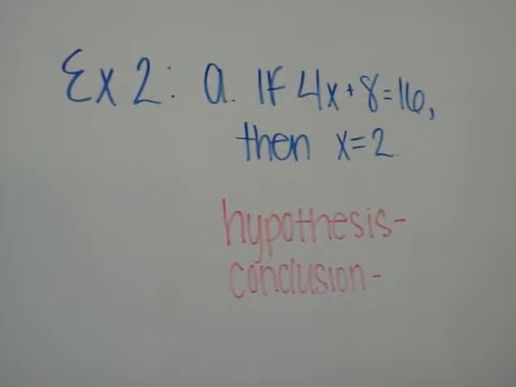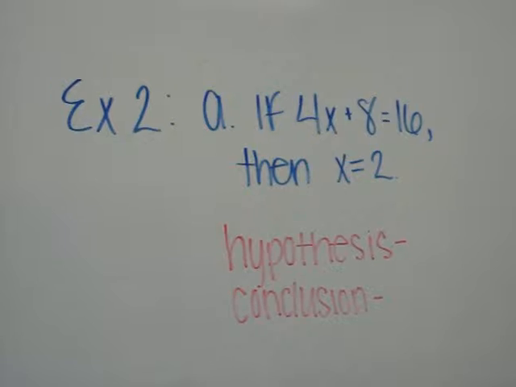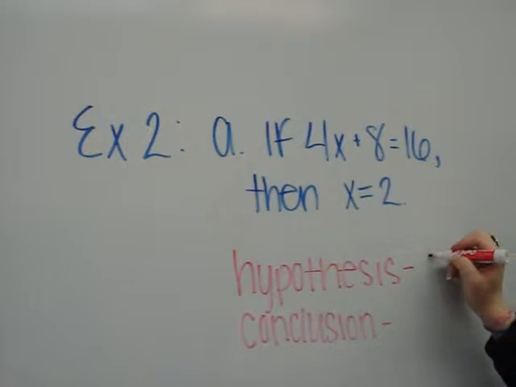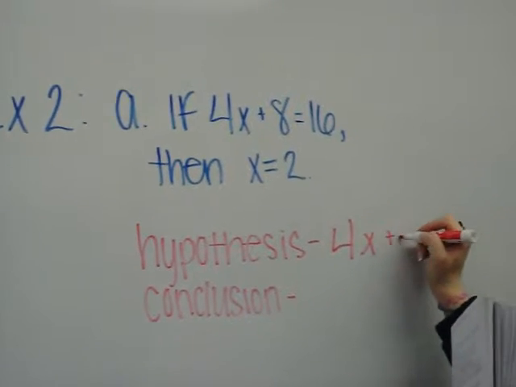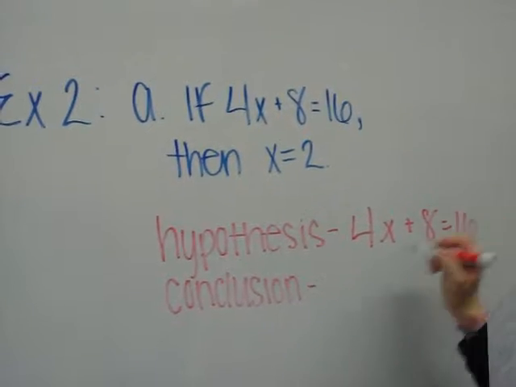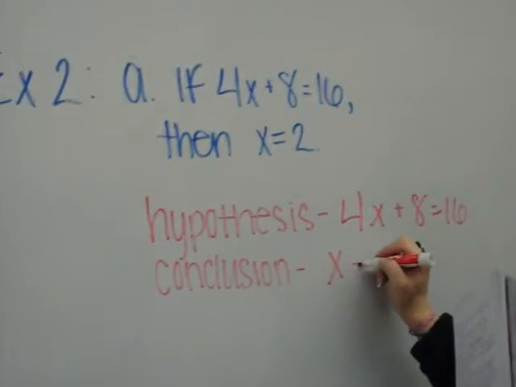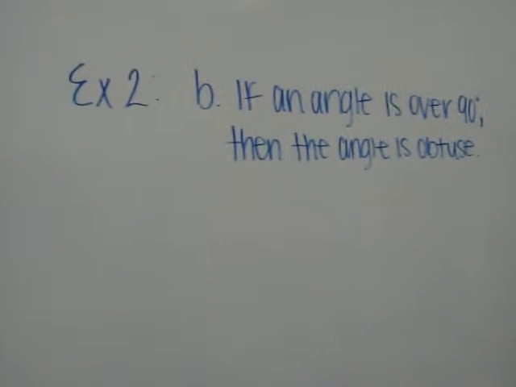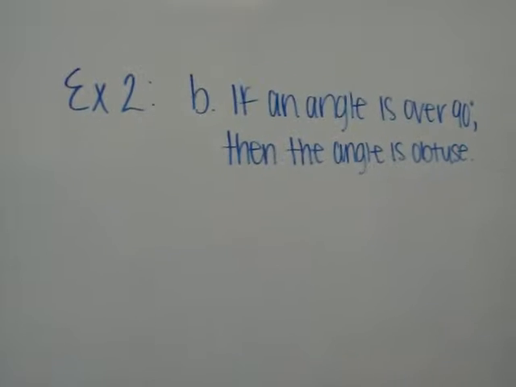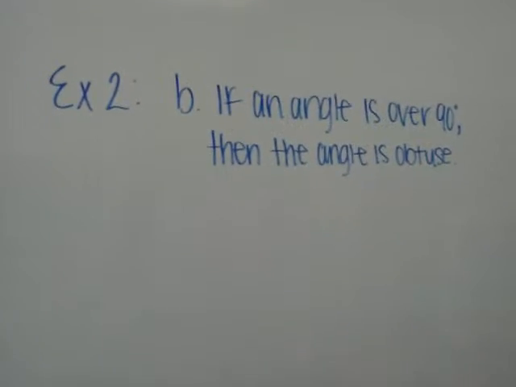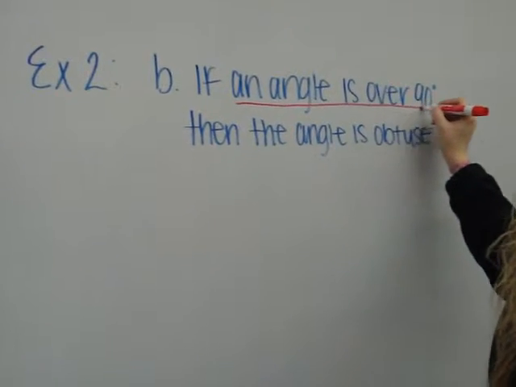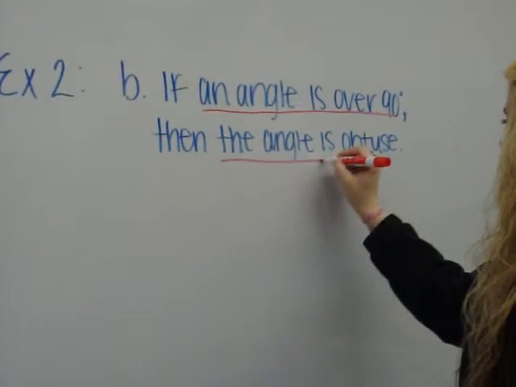Example 2. If 4x plus 8 equals 16, then x equals 2. The hypothesis of this is 4x plus 8 equals 16, and the conclusion is x equals 2. Example 2b. If an angle is over 90 degrees, then the angle is obtuse. The hypothesis of this example is an angle is over 90 degrees, and the conclusion is the angle is obtuse.